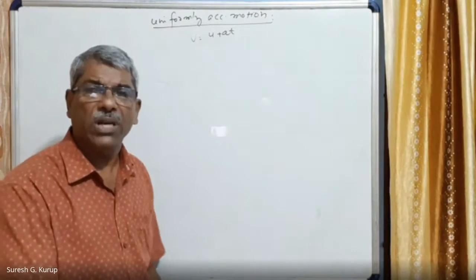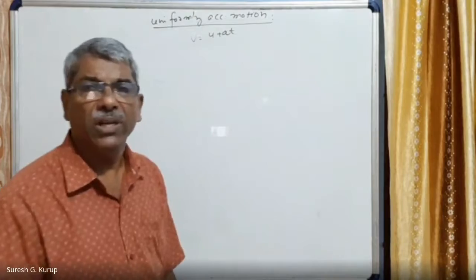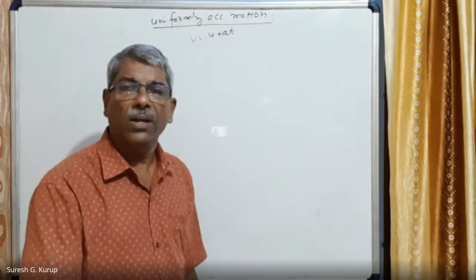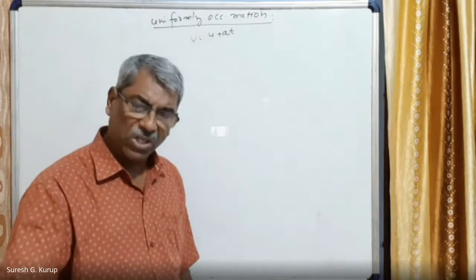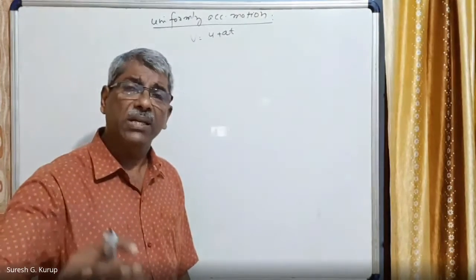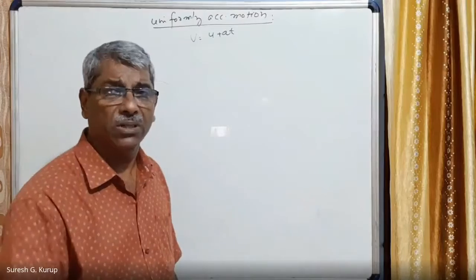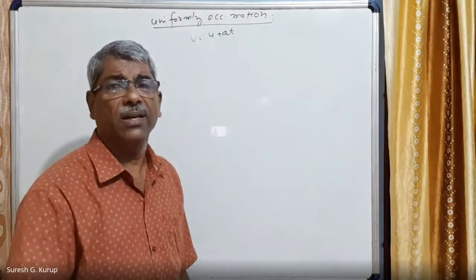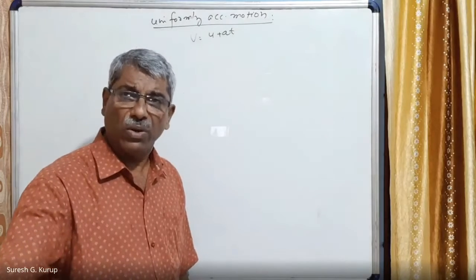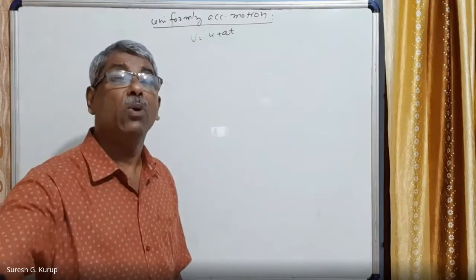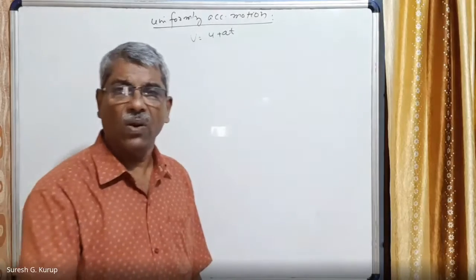So we suppose that a body is starting initially with a velocity u, and it is moving in a straight line with a constant acceleration. That means its velocity goes on increasing, but the increase in velocity per unit time is constant. So it is accelerating. Acceleration is positive because the velocity keeps increasing by the same amount in every unit time.